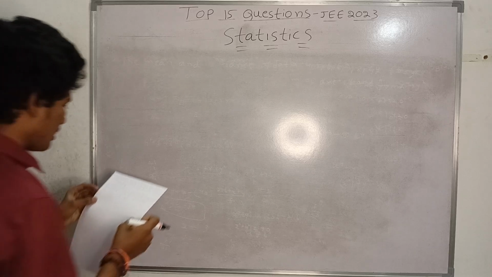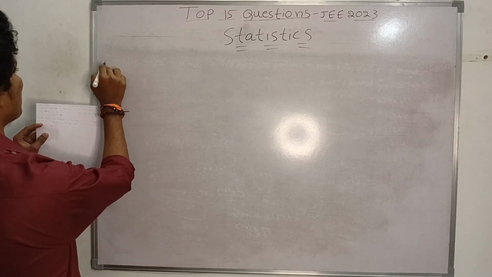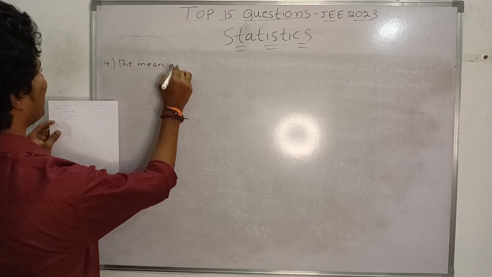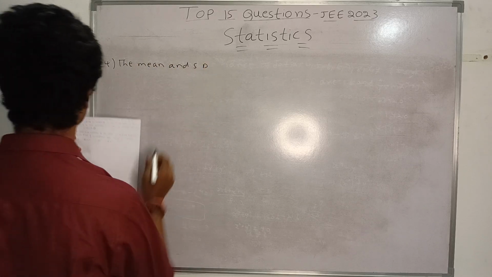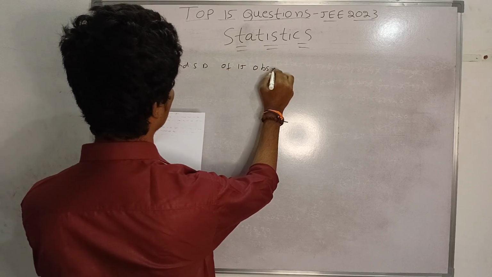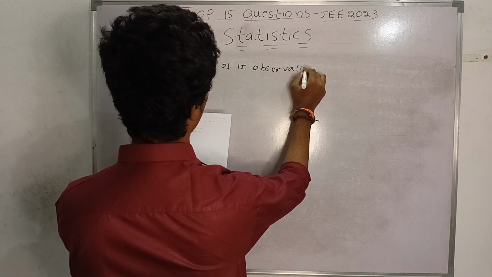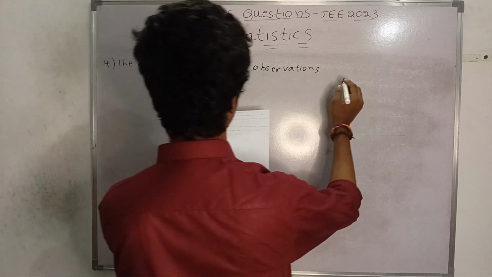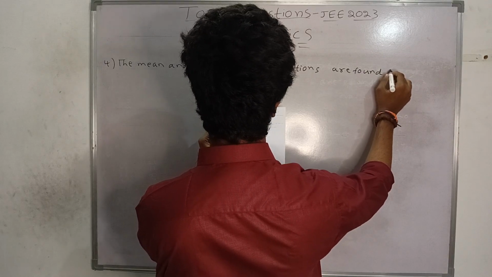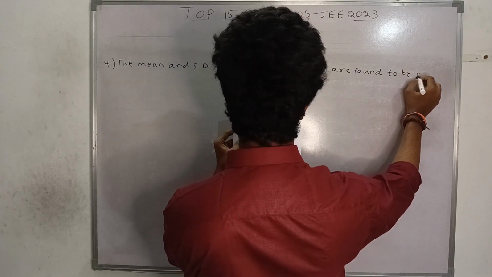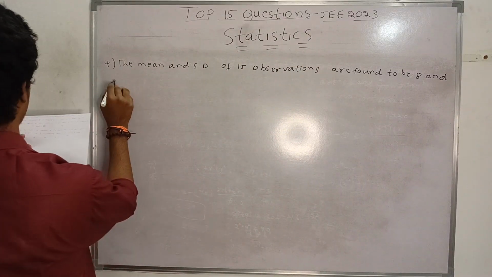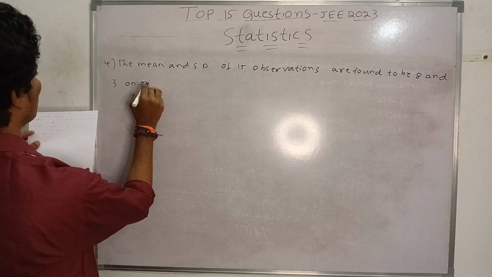And now we have to do the other question, that is the fourth question. The mean and standard deviation of 15 observations are found to be 8 and 3 respectively.